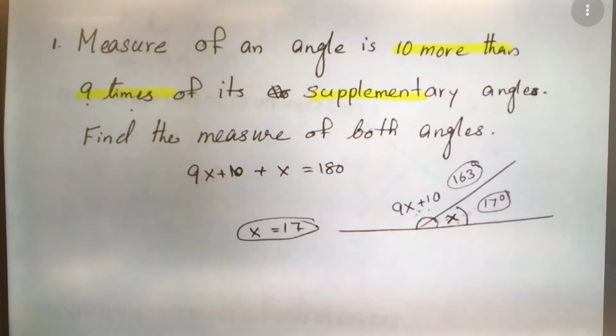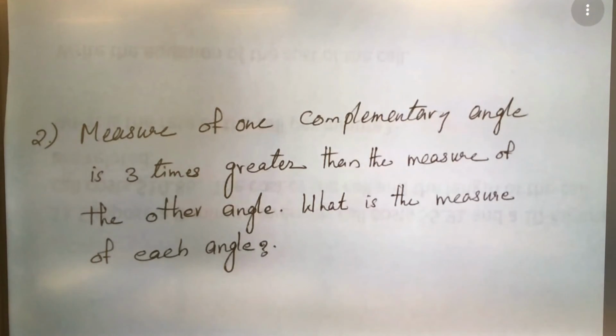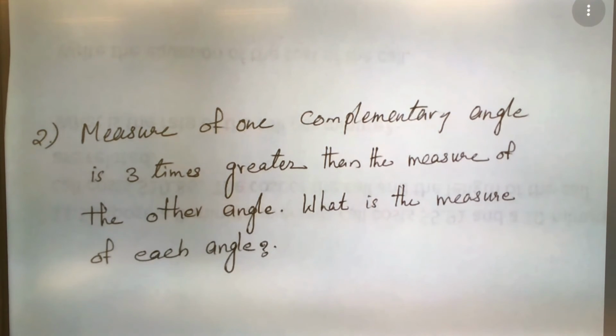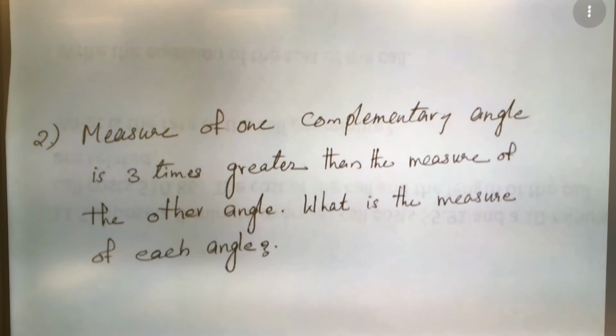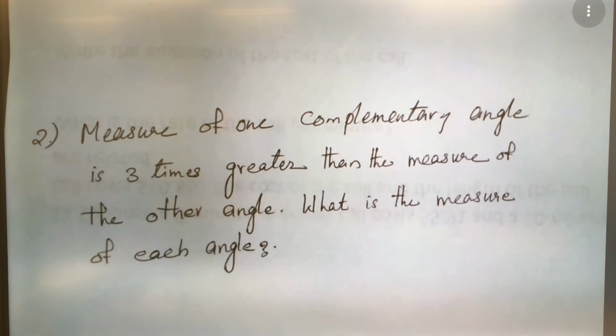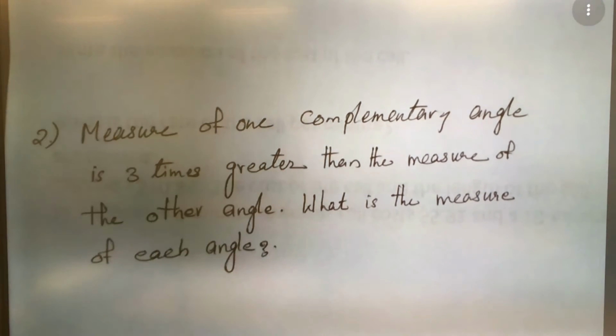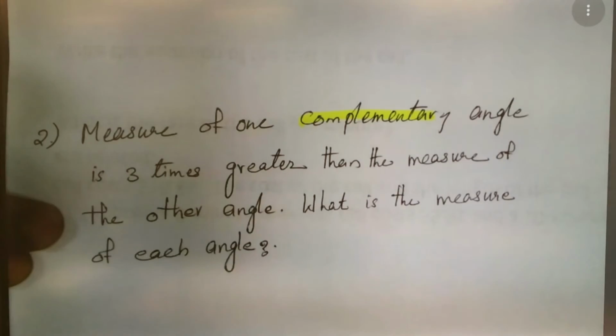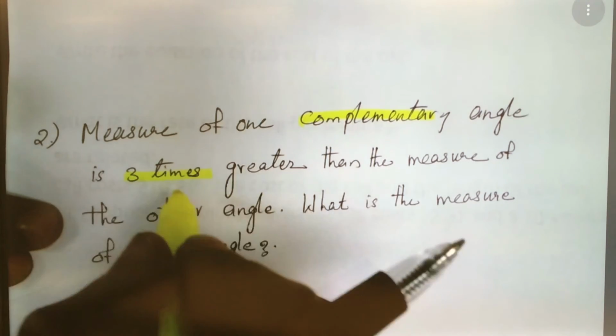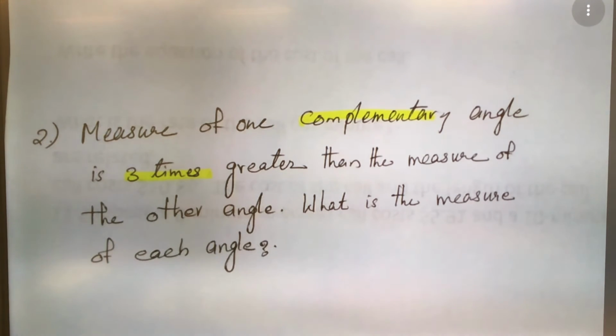So here is the second question. The measure of a complementary angle is 3 times greater than the measure of another angle. What is the measure of each angle? Take a moment, I think you can do it. Just remember that complementary means two angles add up to 90. One important thing in this underline is that they are complementary, and one angle is 3 times greater than the other one. Just take a moment, pause the video and do this question by yourself.